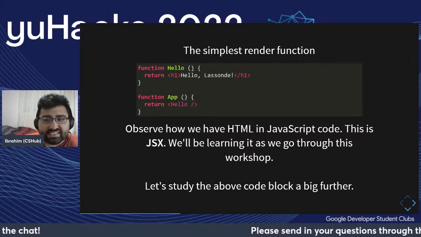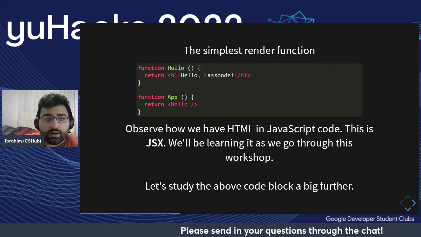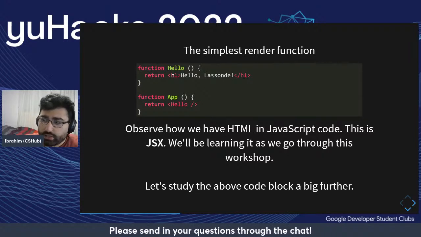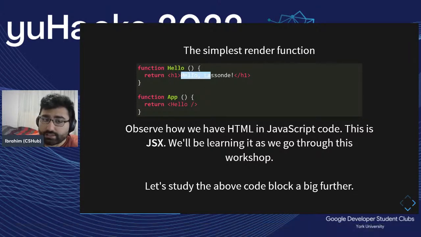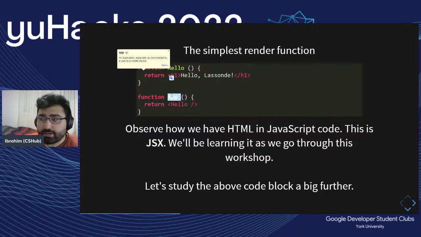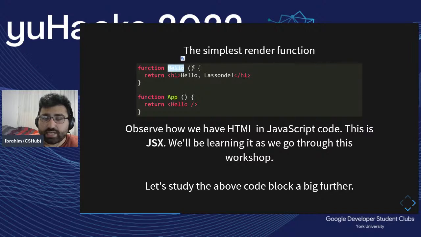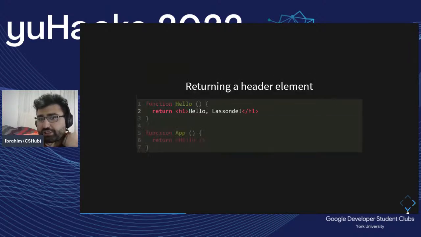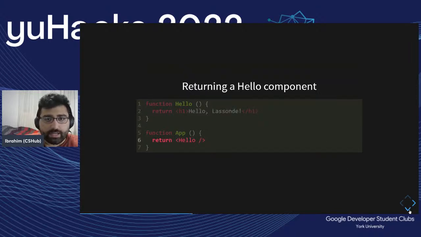So as can be seen here, we are returning a header1 tag with the content hello Lassand. Then this is our main app, and we are returning this actual element or this function in here. And so when you actually render it, you will have hello Lassand. Now there is a limitation. So this again explains it. Return the header element and the hello component.